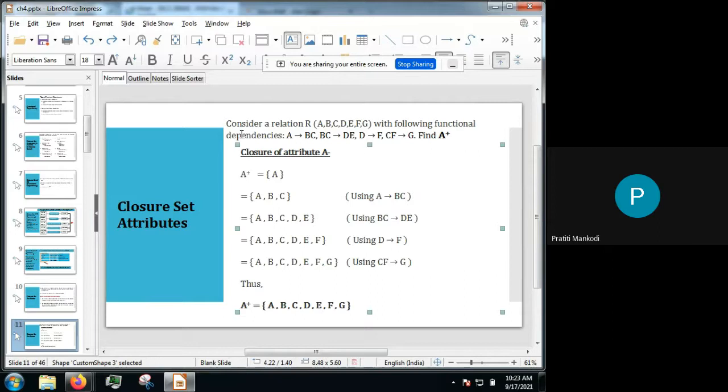BC is a set, and for a set we put a plus. A plus, then a line. Plus will be superscript.